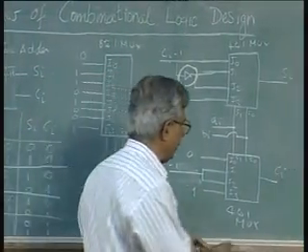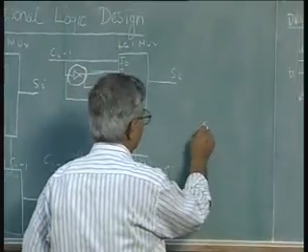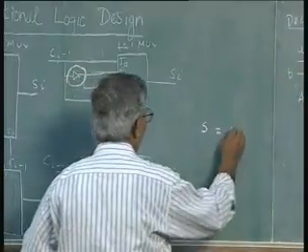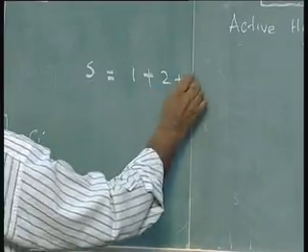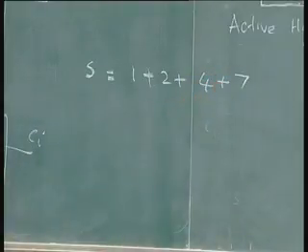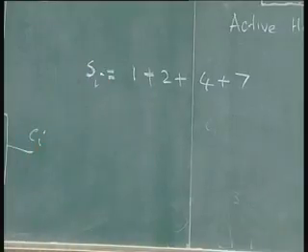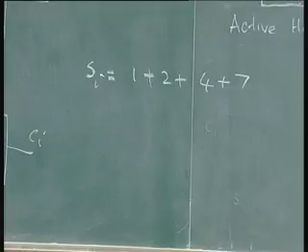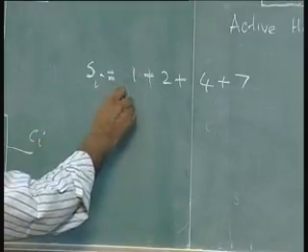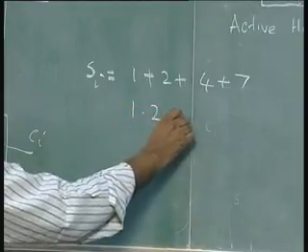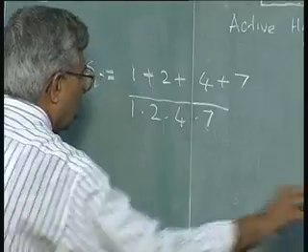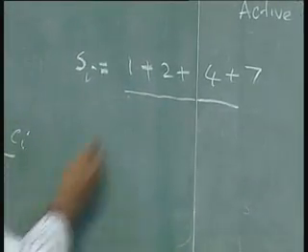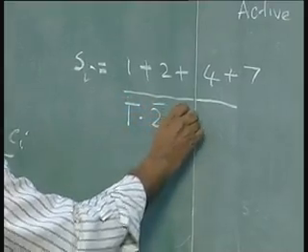Now, what I want is, let me write it here, the sum is outputs 1 or 2 or 4 or 7. This is my output requirement from the truth table of the full adder. Now, this also can be written as 1 bar and 2 bar, 4 bar and 7 bar, whole bar.